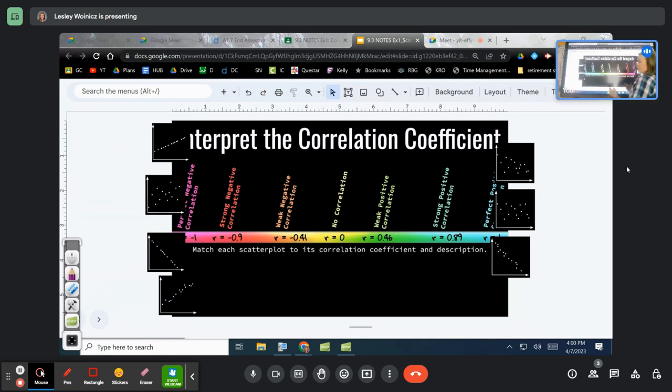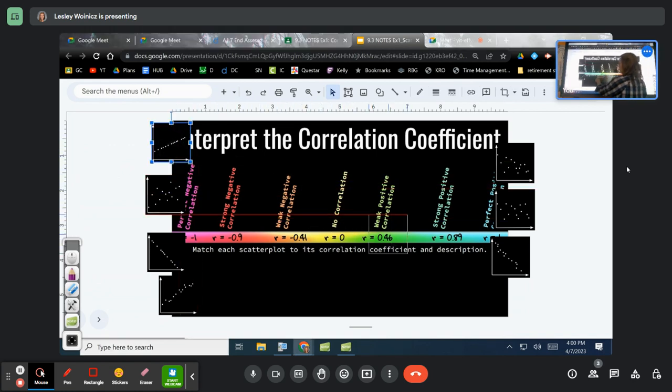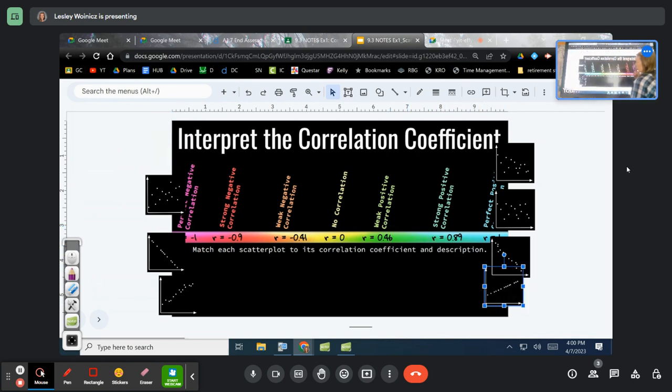Now, I like to start with the strongest correlations, because those are the easiest to spot, and then I work my way to the middle, because when you get to the middle, it's kind of hard to tell. I see this one at the top left here. That one looks like perfect positive, so I'm going to move that over to R equals 1. Then I have this one, which looks like a very strong positive. I'm going to put that here for now.